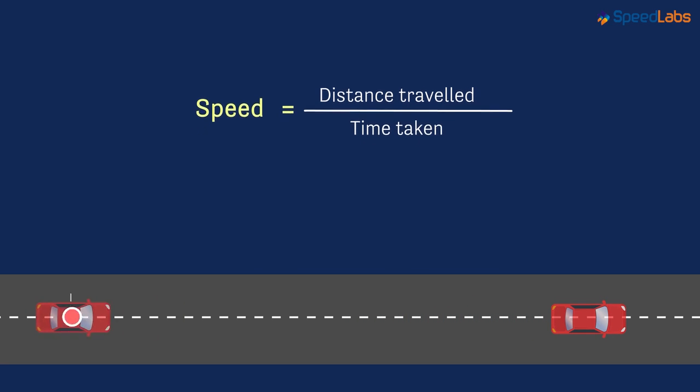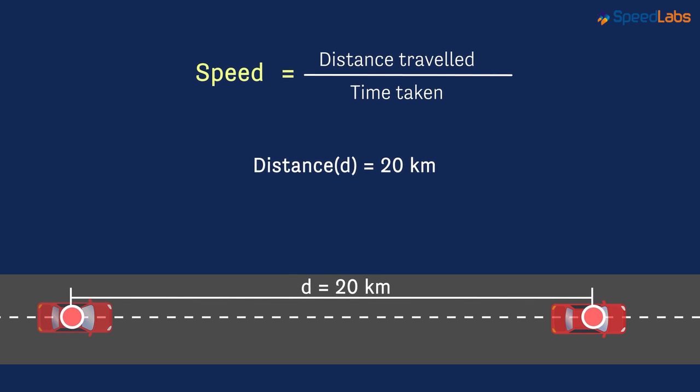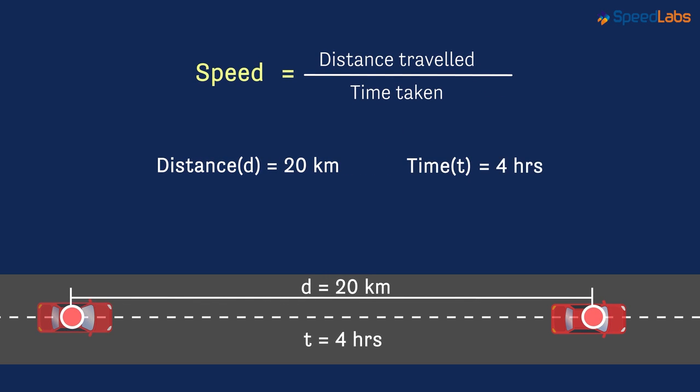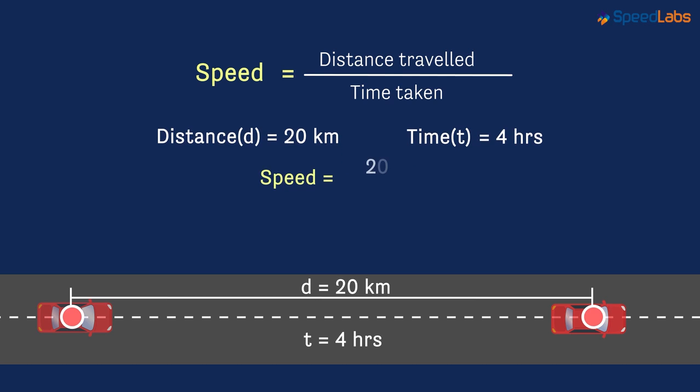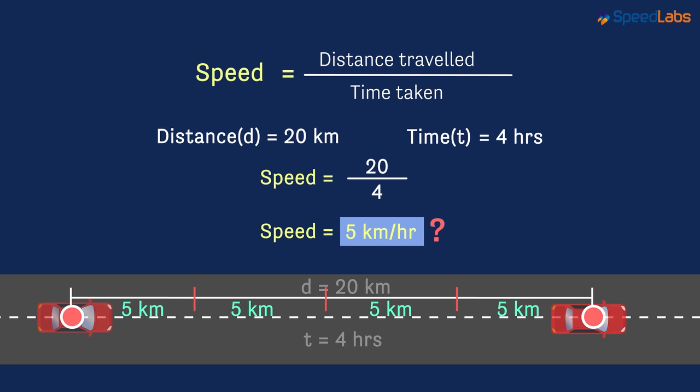Say the distance d is 20 kilometers and the time it takes to cover this distance is 4 hours. What will be the speed of the car then? Yes, the speed will be 20 over 4, that's 5 kilometers per hour. Look at the value carefully. What does it tell us? Does it mean that our object travelled 5 kilometers in every hour?